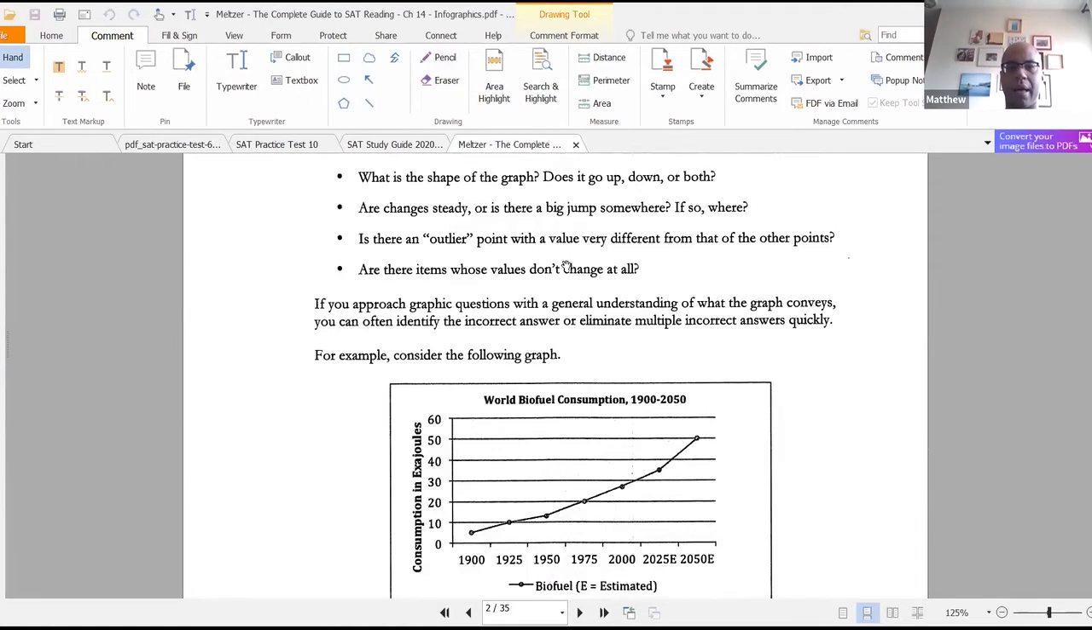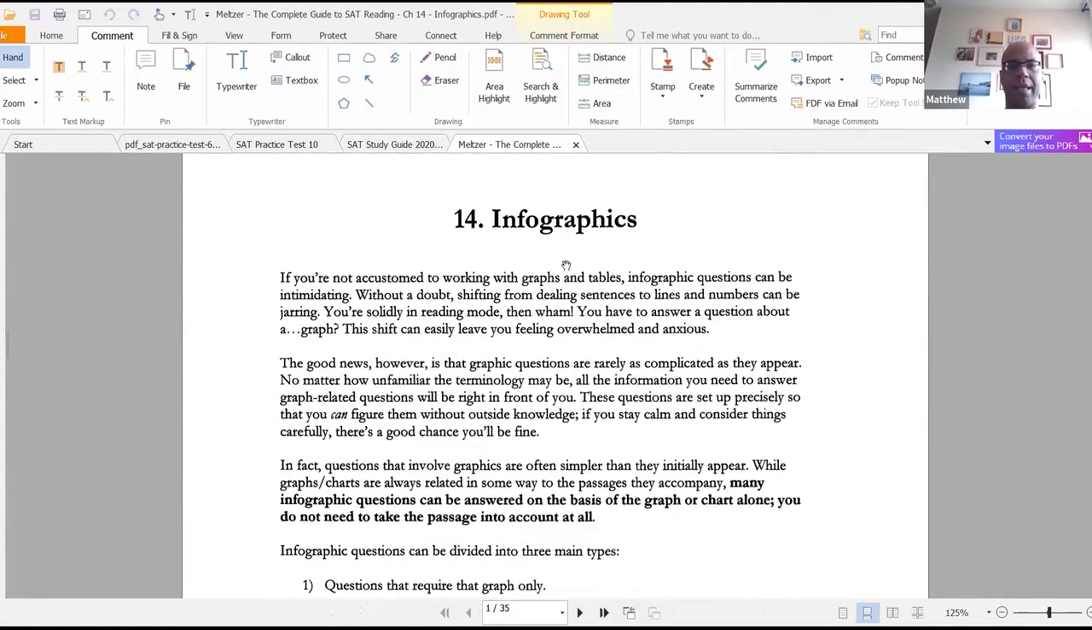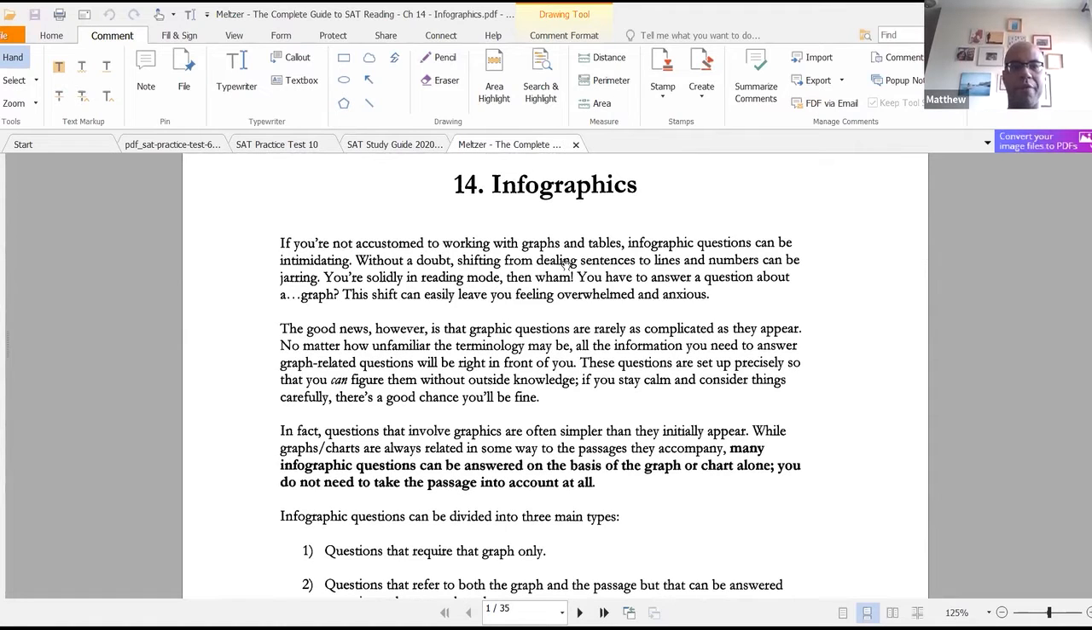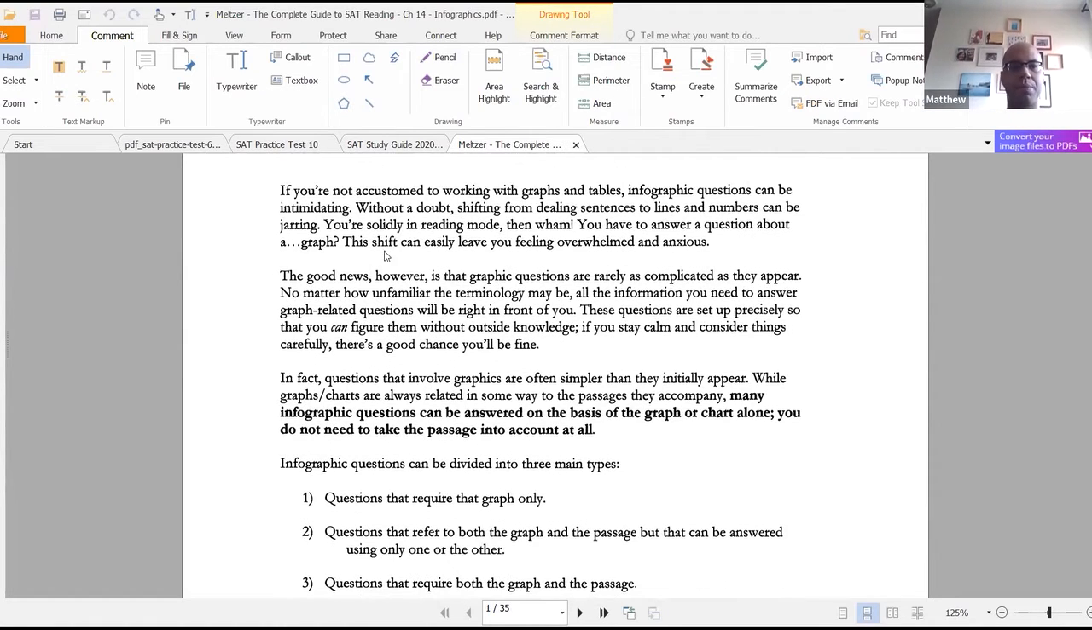We're gonna look at Meltzer's Guide to SAT Reading, the chapter on infographics, and we'll just emphasize some key points in this chapter. First of all, as we said, we can answer a lot of these questions on the basis of the graph or chart alone, right? That was a key point that we just made. So we don't even need to think about the passage as we're answering them.